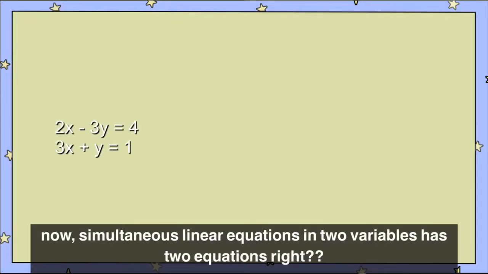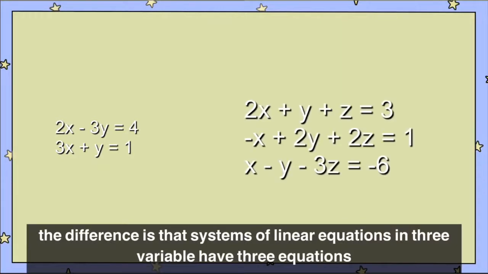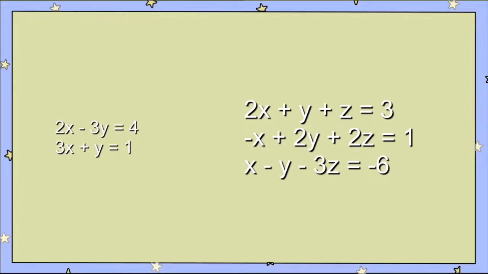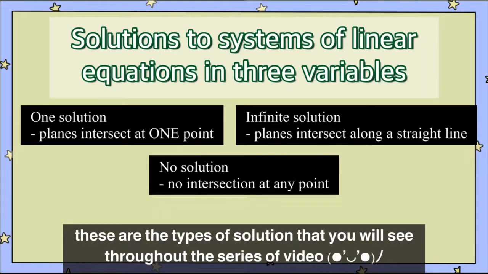Now, simultaneous linear equations in two variables has two equations, right? The difference is that systems of linear equations in three variables have three equations, as you can see. The reason being is to accommodate the three variables so that we can find the value of all variables. These are the types of solutions that you will see throughout the series of videos. We have one solution, infinite solutions, and no solution.